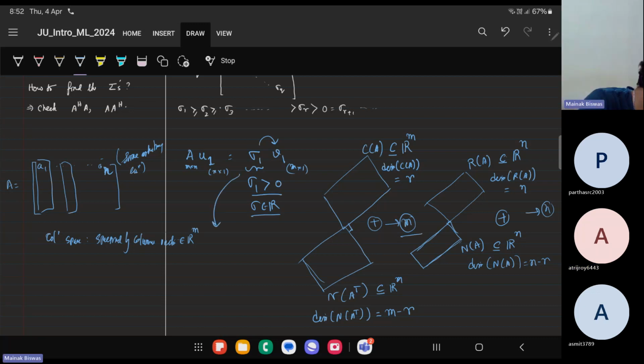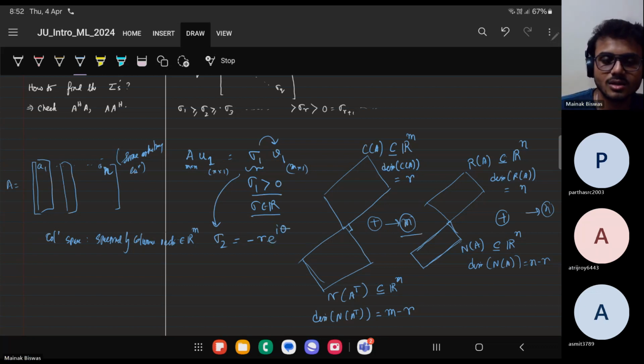Suppose sigma 2 is negative. Suppose sigma 2 is minus R e to the power I theta. This can happen. Sigma 2 can be any, sigma 1 can be anything. You told real value. No, sigma R tilde. It can be any complex value, any number, yes, right? Yes, any complex number.